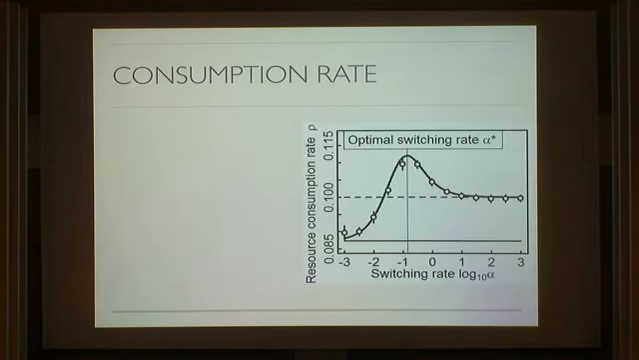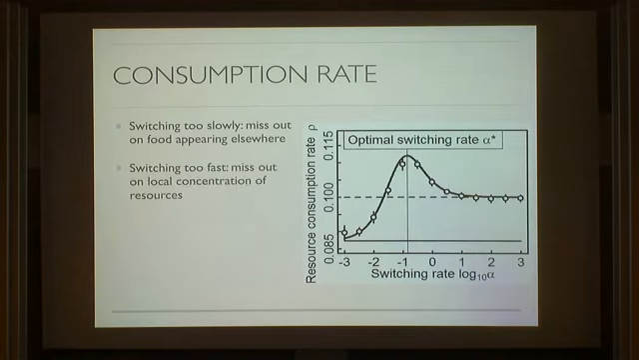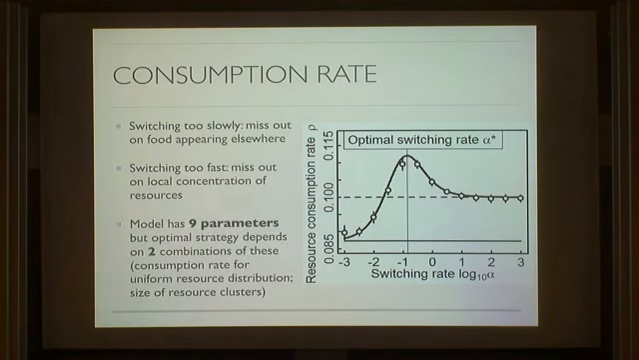And then what you can get directly from this tells you how rapidly your consumer eats food as a function of how rapidly it switches between these different fast and slow moving states. If you're too slow, then you tend to miss out on good patches of resources elsewhere. If you're too fast, then you miss out on local concentrations once you encounter some local food. The point that I wanted to make was that the model had 9 parameters, but by turning it into a mathematical rather than a simulation model, we can show that the optimal strategy depends upon only 2 dimensionless combinations of these parameters.